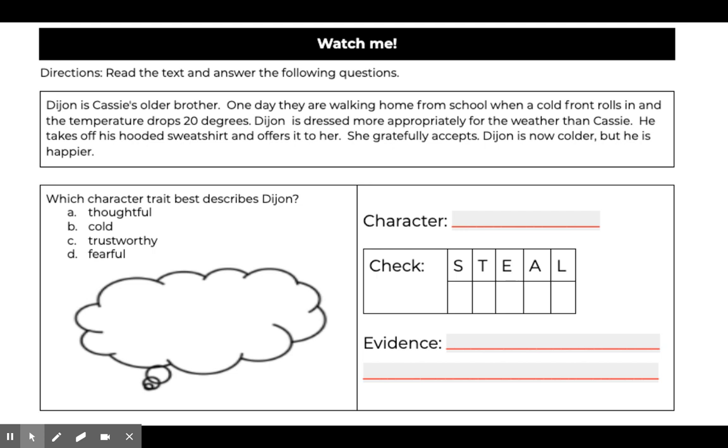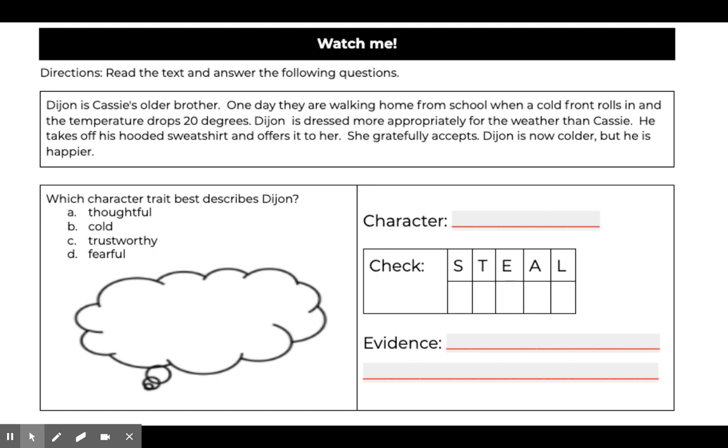All right, reading. Dejan is Cassie's older brother. One day, they are walking home from school when a cold front rolls in and the temperature drops 20 degrees. Dejan is dressed more appropriately for the weather than Cassie. He takes off his hooded sweatshirt and offers it to her. She gratefully accepts. Dejan is now colder, but he is happier. Which character trait best describes Dejan?